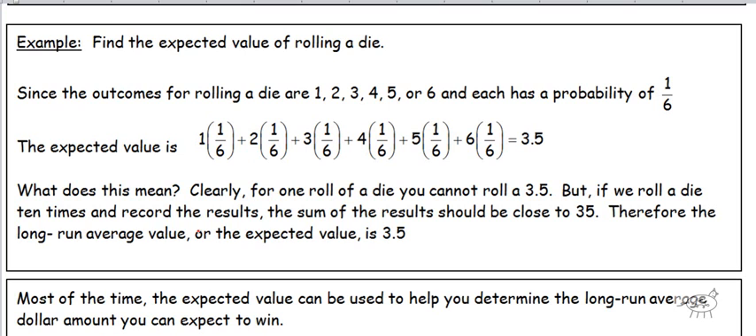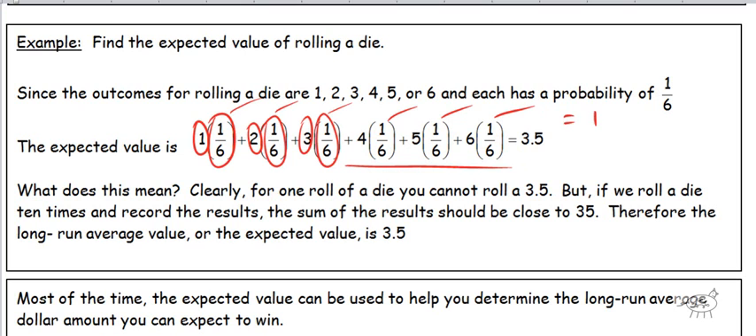Since the outcomes for rolling a die are 1, 2, 3, 4, 5, or 6, each has a probability of 1/6. You guys know that already. The expected value is, and basically this is what I have here, this 1 is the actual outcome. I'm getting a 1, and the probability of getting a 1 is 1/6. So I multiply those together. And then here's my 2. Probability of getting a 2 is 1/6, 3, 1/6, and again all the way up through 6. These probabilities, 1/6, 1/6, 1/6, all add up to 1. So the expected value is 3.5.